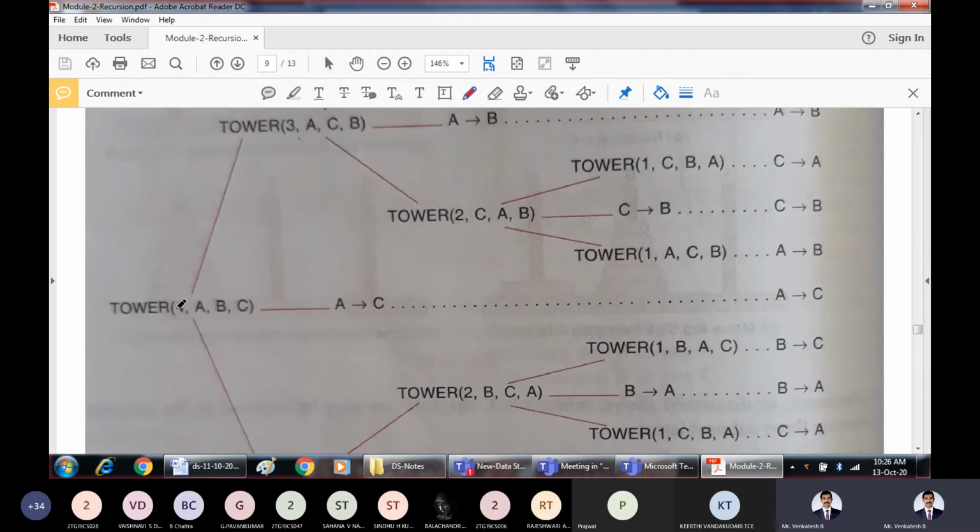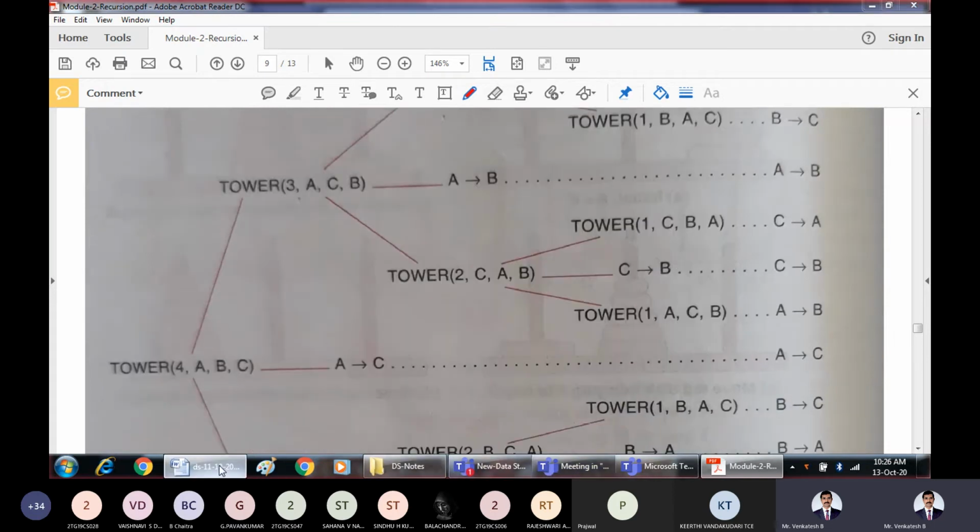What our problem says: the number of disks is 4. I have to move 4 disks from A to destination C by using B as the temporary auxiliary. That means this is the problem now. I have to move from A to C. So what is the solution? The 3-step solution we have studied just now. What does the 3-step solution say?